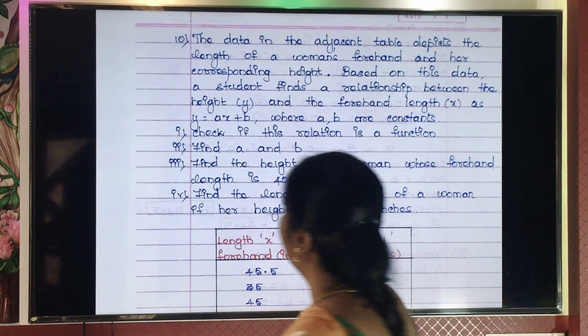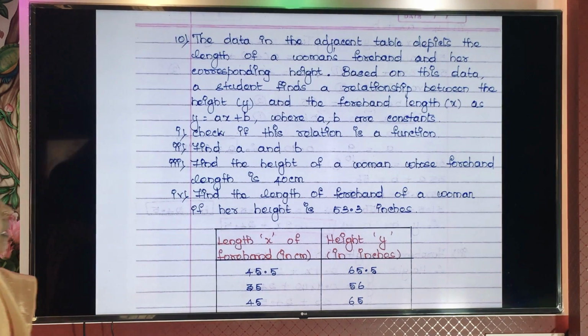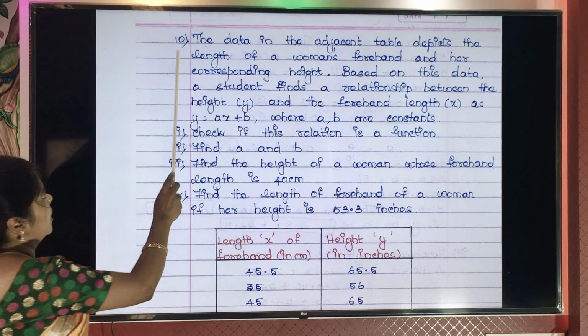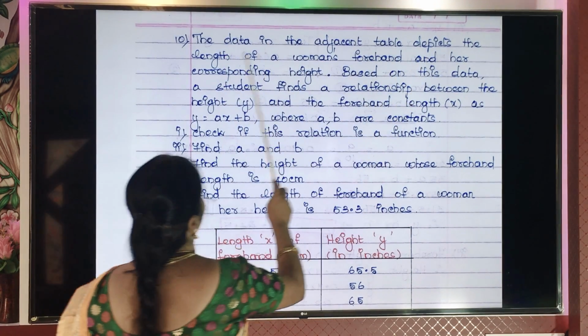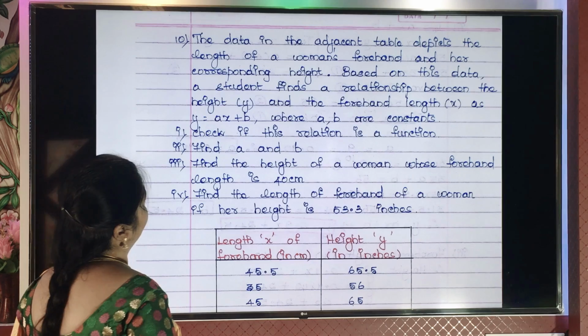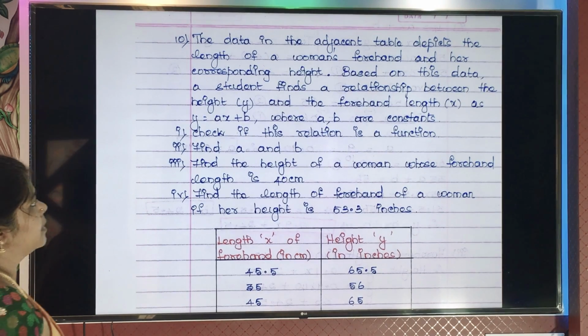Yes. So now let us see the last sum in this exercise, 10th sum. The data in the adjacent table depicts the length of a woman's forehand and her corresponding height.